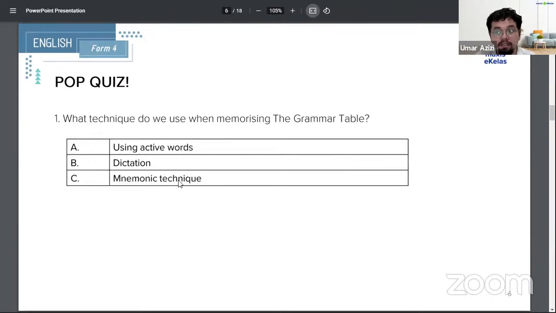So pop quiz, just to check how much we remember of this. And it's okay if you don't, say so in the comment section. What technique do we use when memorizing the grammar table? Is it A, using active words? B, dictation? Or C, mnemonic technique? For those in the YouTube comment section, please write down your answers now.